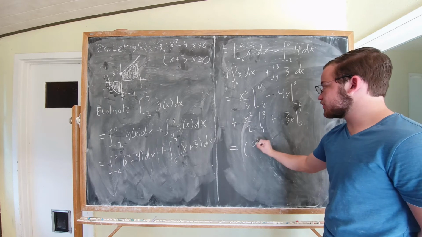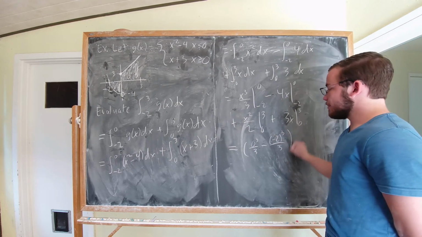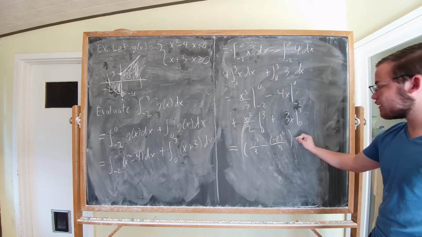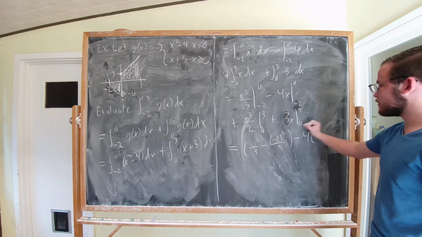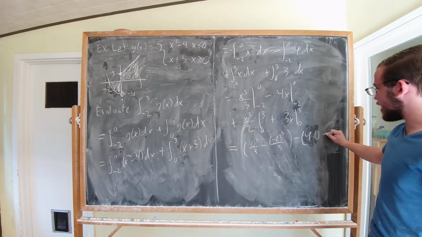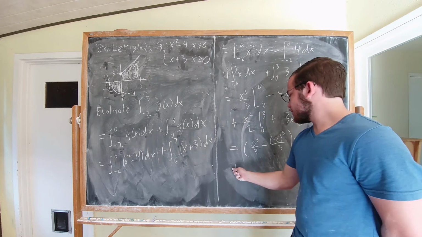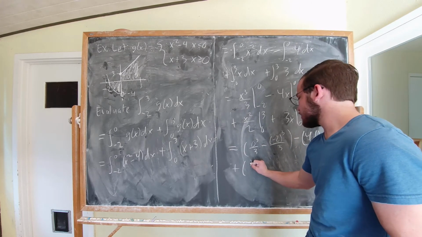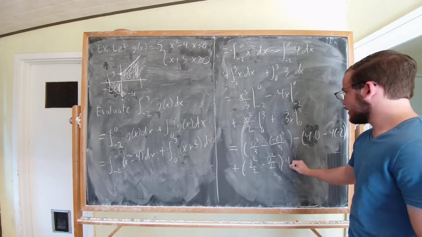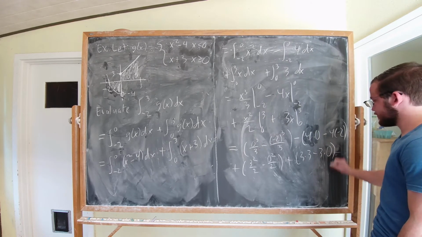Well, 0 cubed over 3 minus negative 2 cubed over 3, making very sure to keep track of all the minus signs flying around because there's a lot of them. Minus 4 times 0 minus 4 times negative 2, plus 3 squared over 2 minus 0 squared over 2, plus 3 times 3 minus 3 times 0.